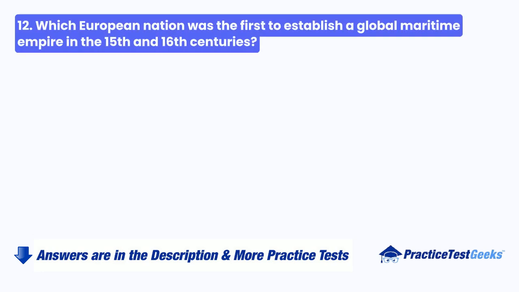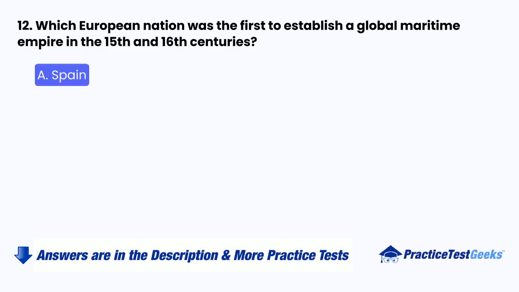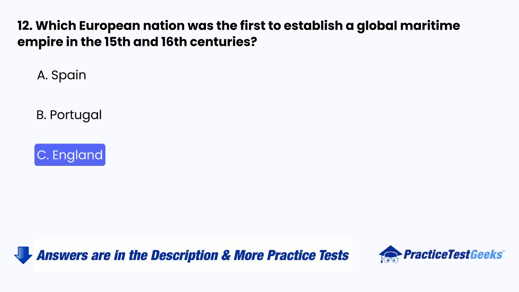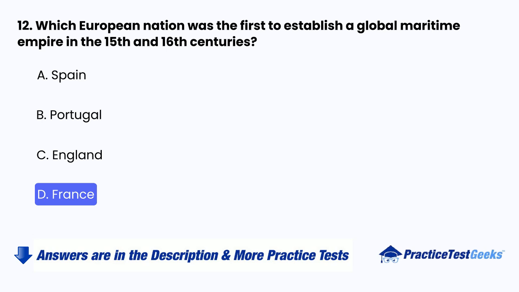12. Which European nation was the first to establish a global maritime empire in the 15th and 16th centuries? A. Spain. B. Portugal. C. England. D. France.